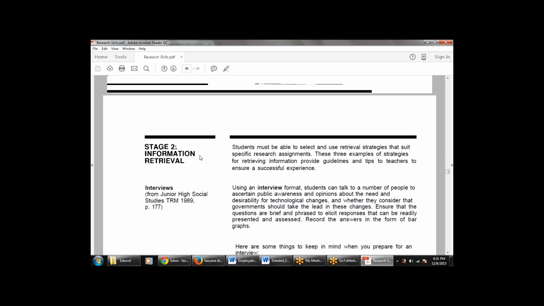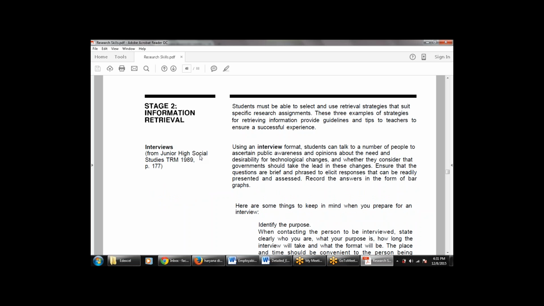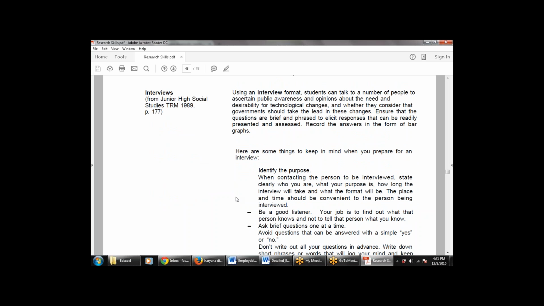One method of retrieving information is the interview, and whenever an interview format is used, the student can talk to a number of people to ascertain public awareness and opinions about the need and desirability for technological changes. That is, what are the various public awareness and opinions about the need and desirability for the technological changes that the student, or the government, considers making. Now, these are some tips that you must keep in mind while getting ready for the interview.